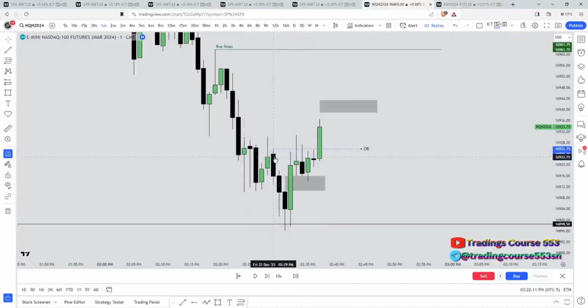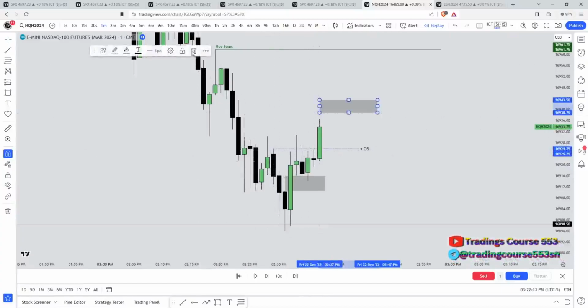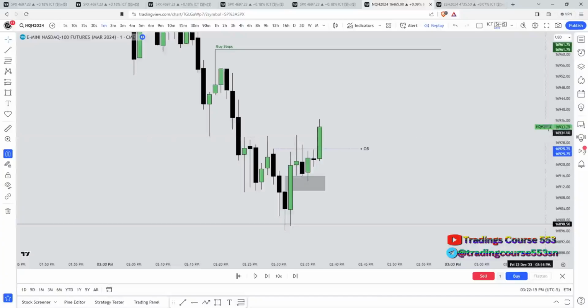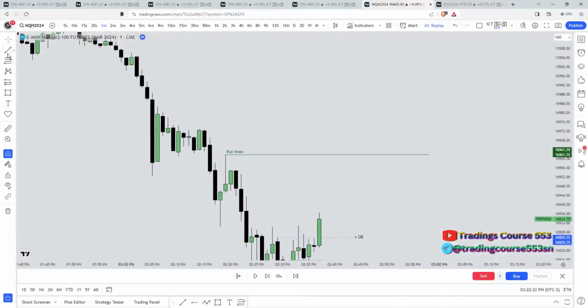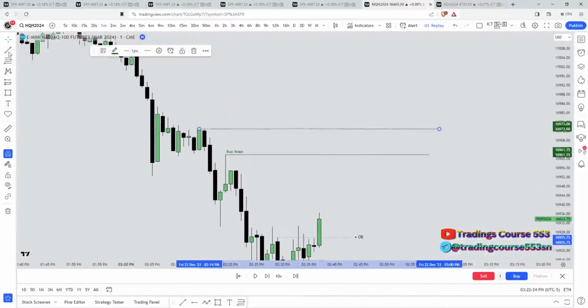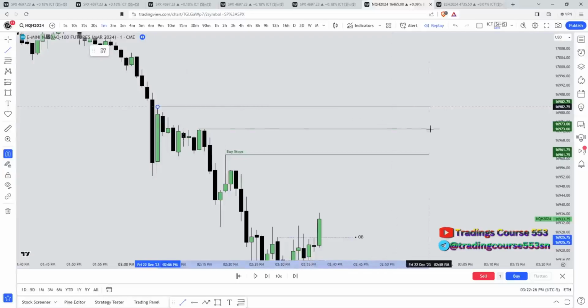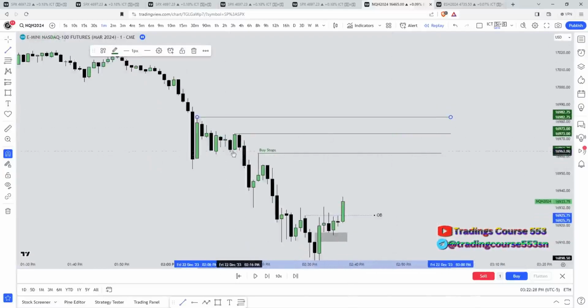I just need to see it break above that down close candle. So once I see that, this is a bullish change in state of delivery, and I'm looking to target buy stops. So I could buy it right there, and I could start targeting these highs. Now, these are very low-hanging fruit highs because there's not going to be a lot of stops above here.